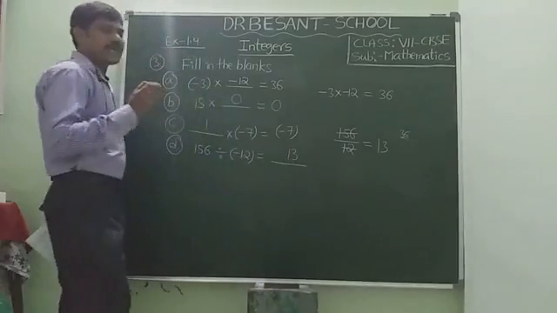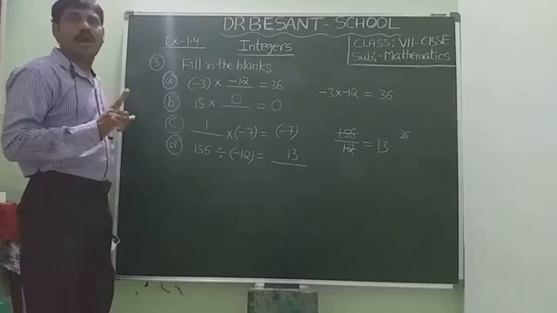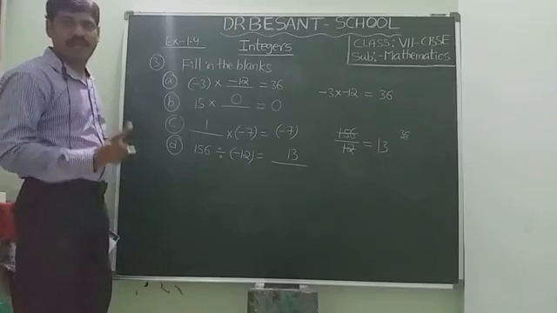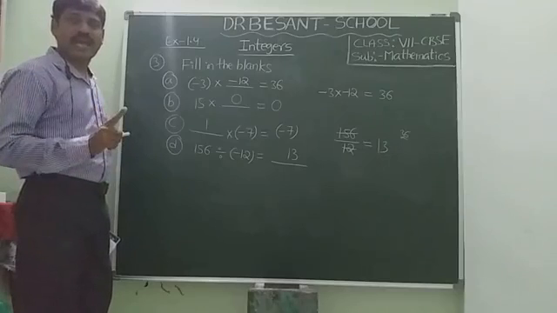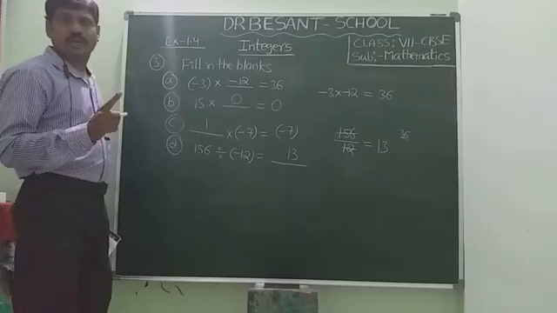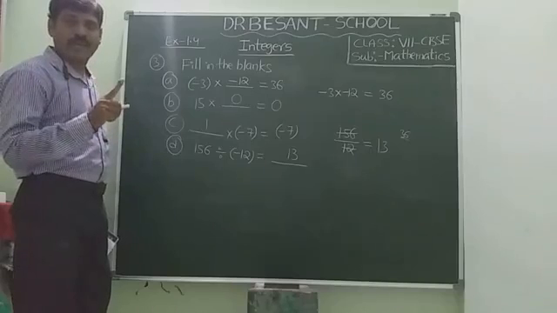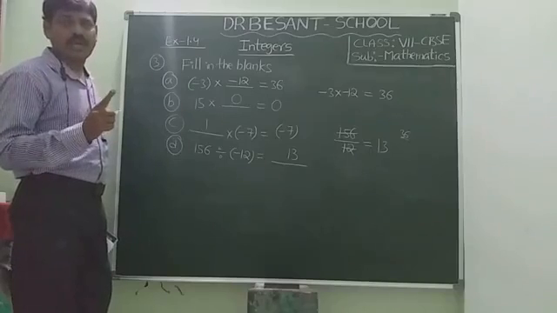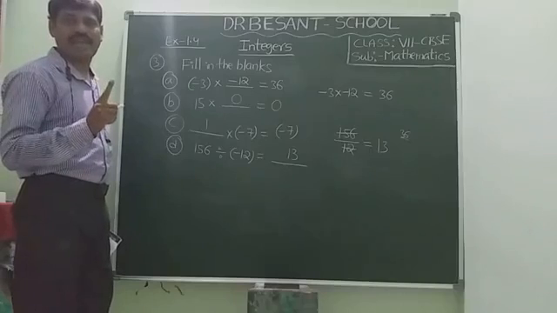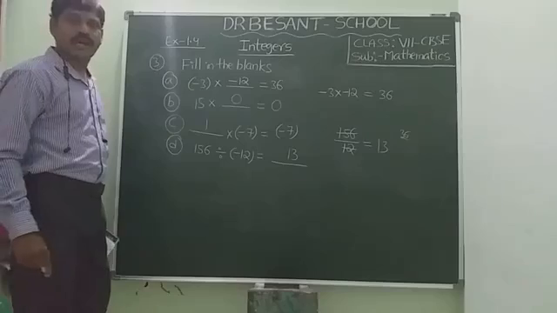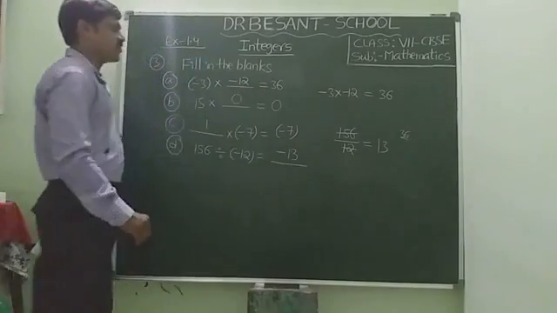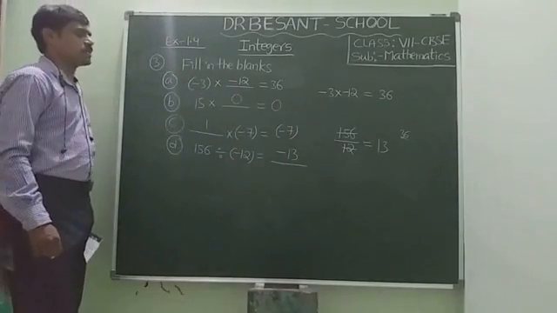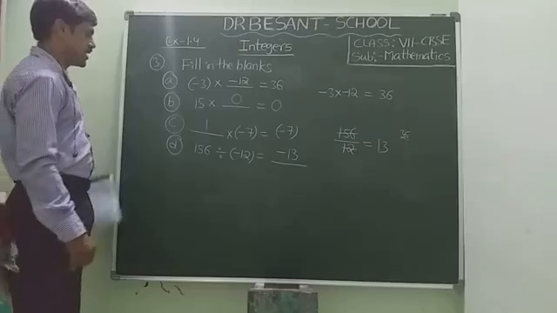And the sign is what? If the numerator or denominator, anyone having negative, okay? If both are negative, it will become plus. But if either numerator or denominator, only one having the negative, the result is negative. So the result is minus. So 156 by minus 12 is equal to minus 13.